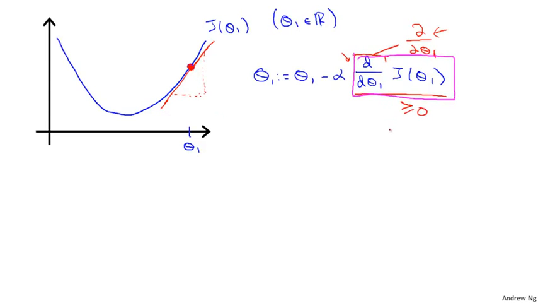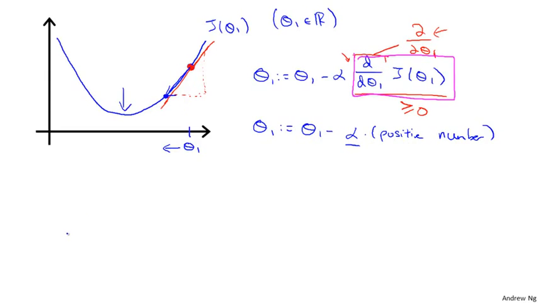And so my update to theta is going to be theta 1 gets updated as theta 1 minus alpha times some positive number. Alpha, the learning rate, is always a positive number. And so I'm going to take theta 1 minus something, so I'm going to end up moving theta 1 to the left. I'm going to decrease theta 1. And we can see this is the right thing to do because I actually want to head in this direction, to get me closer to the minimum over there. So gradient descent so far seems to be doing the right thing.